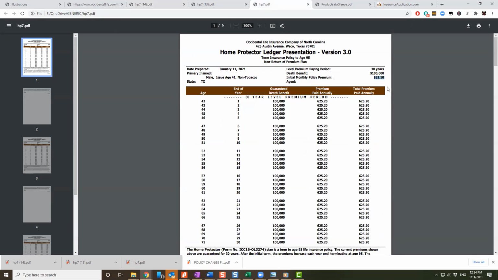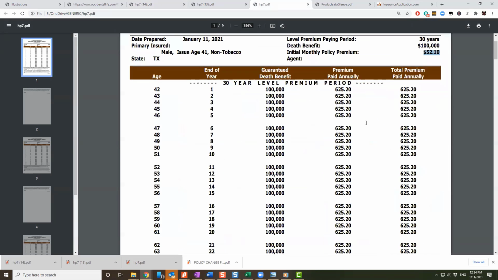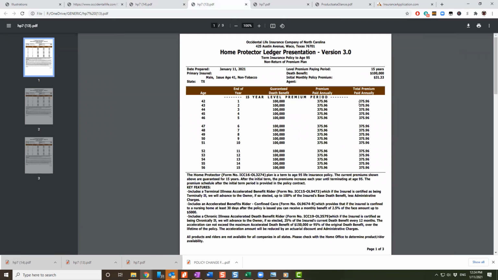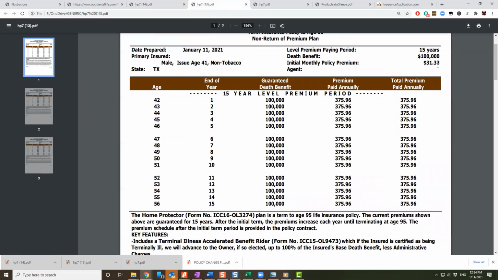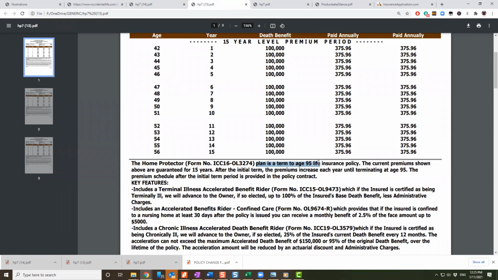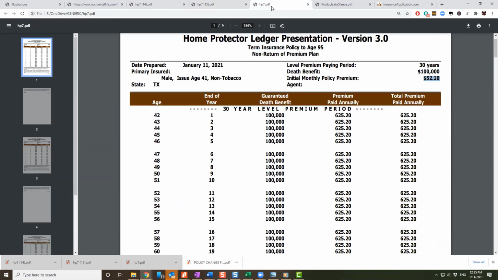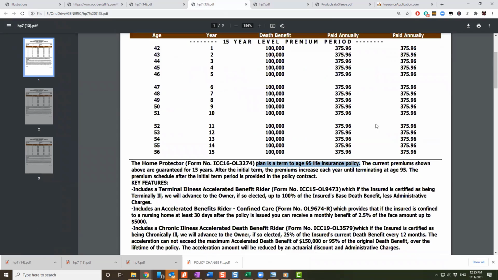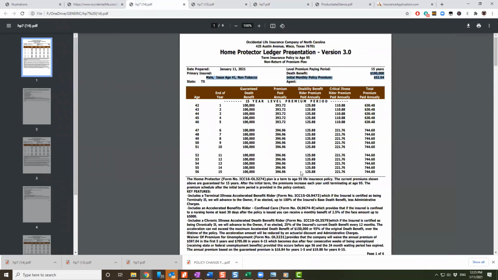But here's the difference. This is the 30-year, 100,000, $52.10. Perfect. Or 15-year, $31.33 for 100,000. Perfect. Term insurance policy to age 95. The guarantee is still the same. Plan is a term to age 95. Nothing changed. So now we're giving them a 15-year, but we added some benefits.